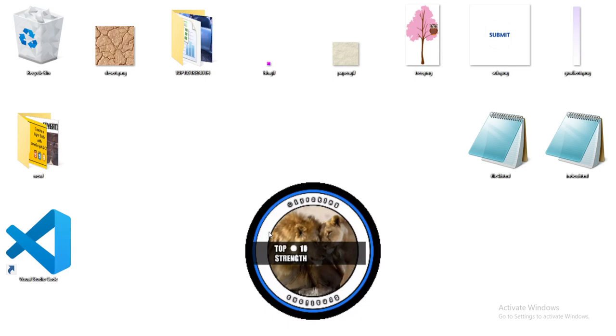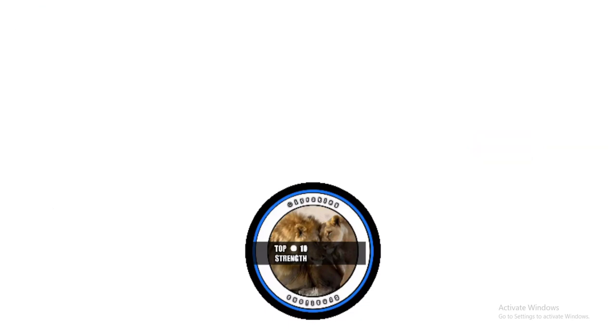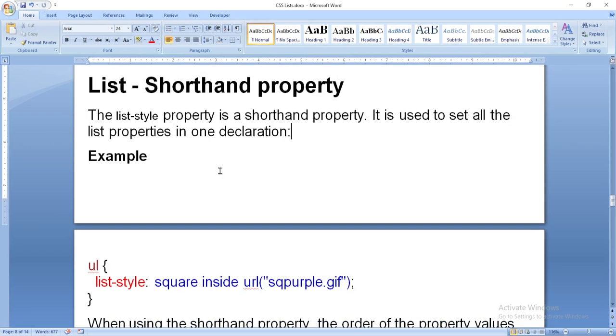Welcome back everyone. Quickly, let's continue our discussion on CSS lists. And right now we'll be discussing the list-style shorthand property. The list-style property is a shorthand property. It is used to set all the list properties in one declaration. So I'm going to show you how all this works together.